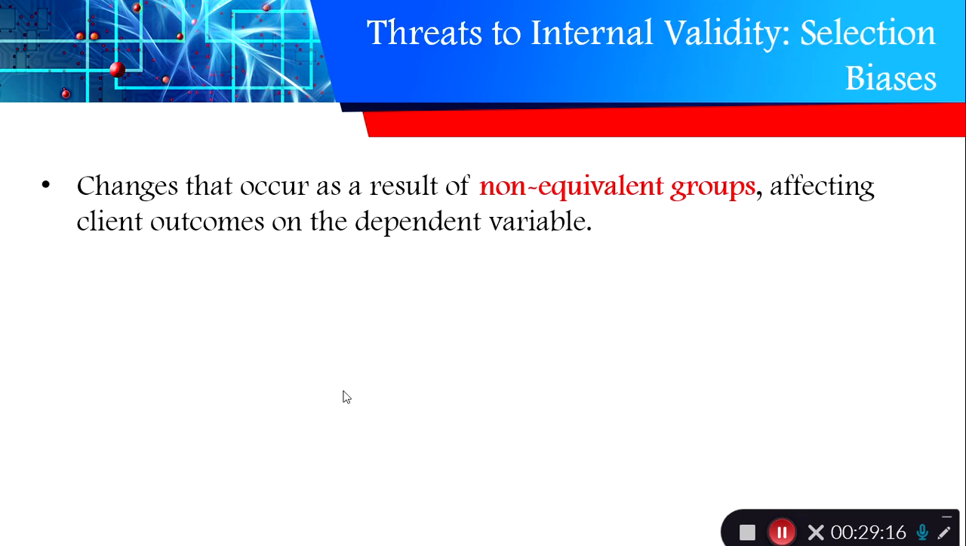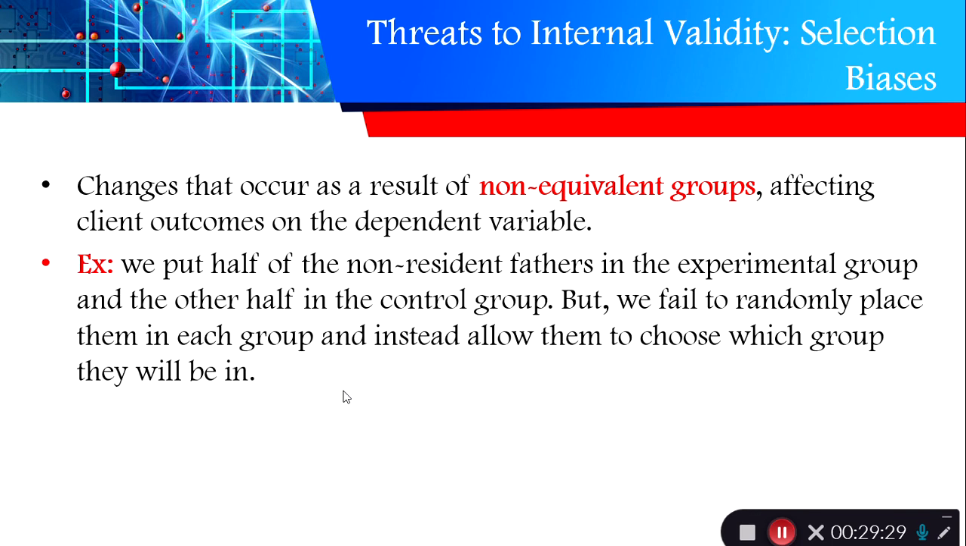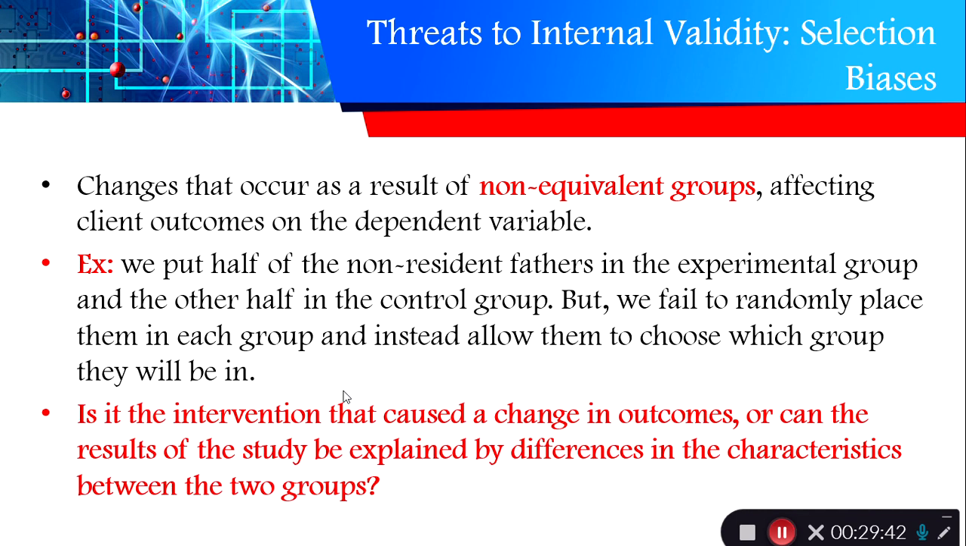So selection bias. This is another threat that we have to be concerned about. These are changes that occur as a result of non-equivalent groups affecting client outcomes on the dependent variable. So let's just say, for example, that we put half of the non-resident fathers in the experimental group and the other half in the control group, but we fail to randomly place them in each group and instead allow them to choose which group they will be in. So then the question becomes, is it the intervention that caused the change in the outcomes, or can the results of the study be explained by differences in the characteristics between groups?